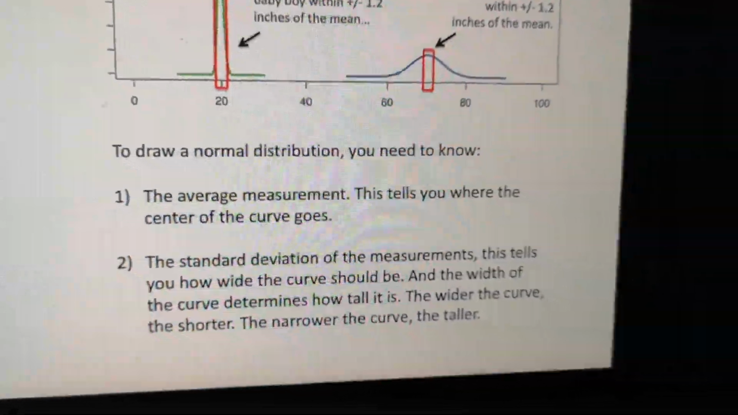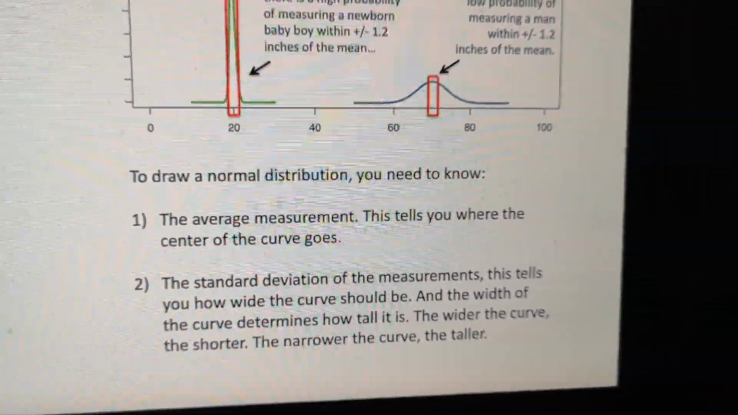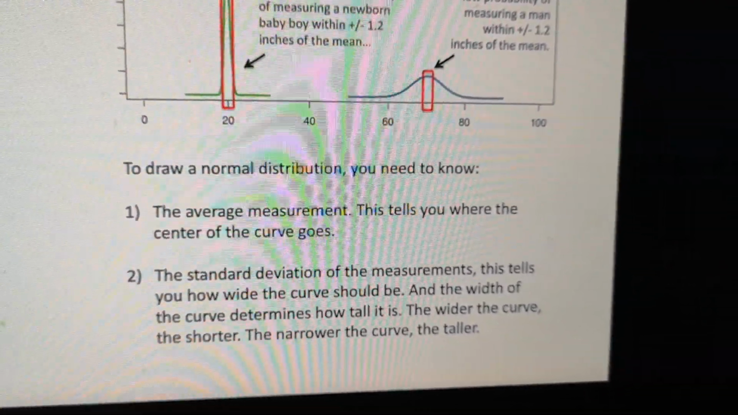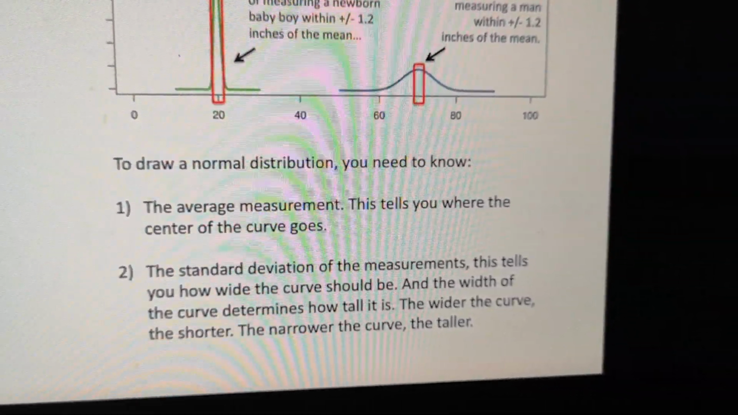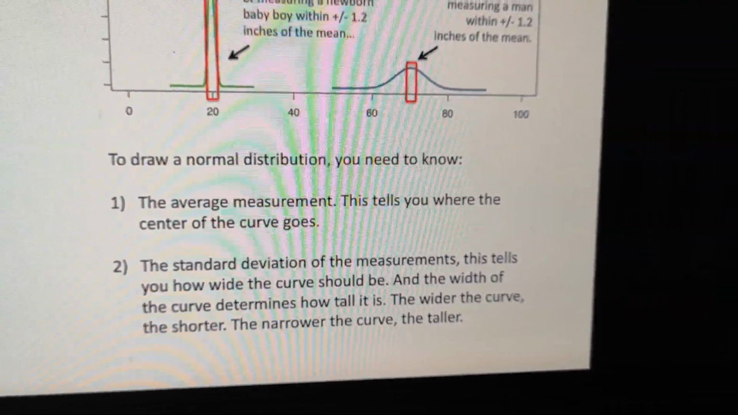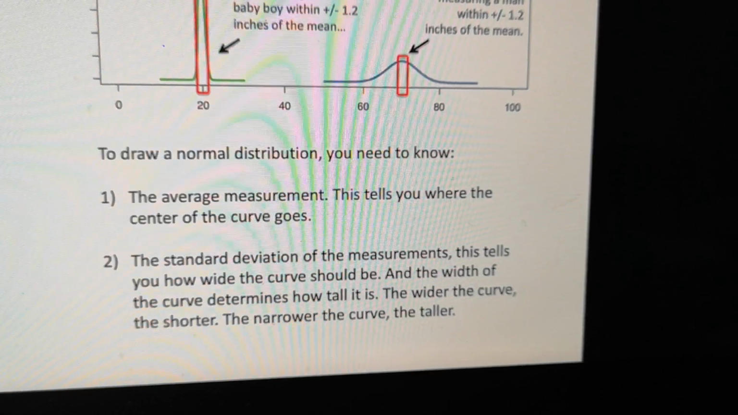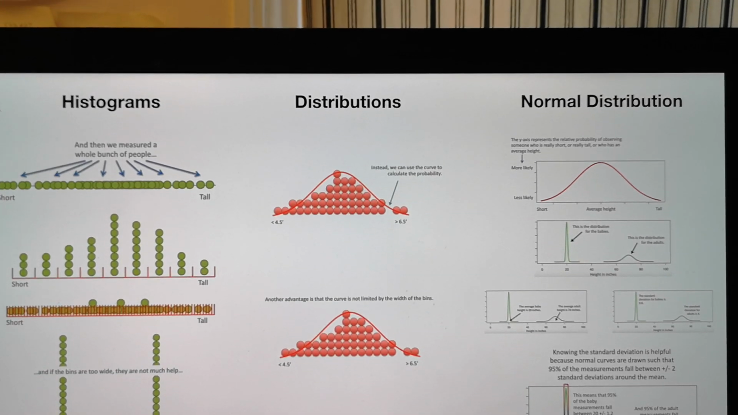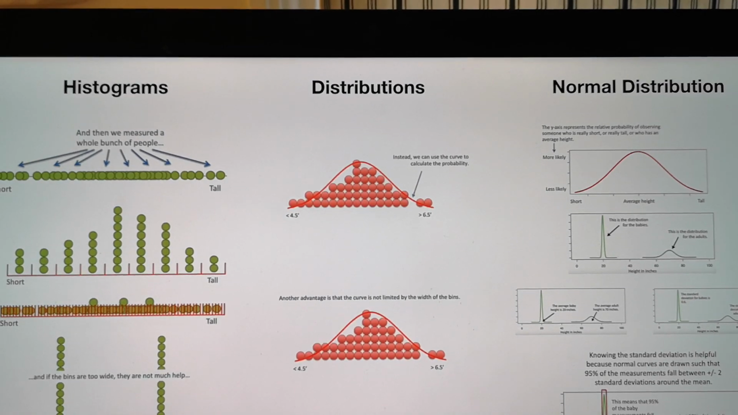And to draw a normal distribution, you need to know two elements. One is the average, which tells you where the center of the curve goes. The other is the standard deviation, which measures how wide the curve should be. And the width of the curve determines how tall it is. The wider the curve, the shorter it is, and the narrower the curve, the taller. So those are the basic concepts about histograms, distributions, and one of the most common distributions, the normal distribution.